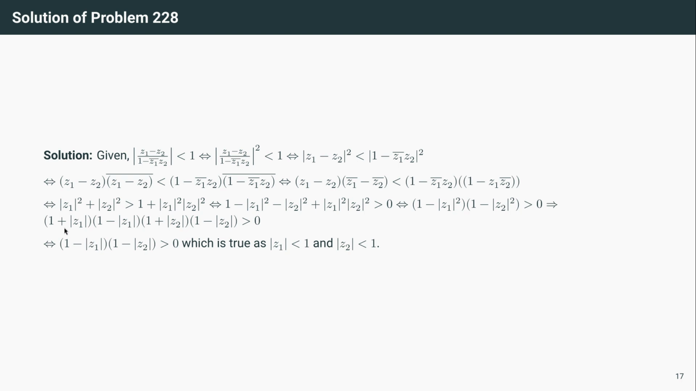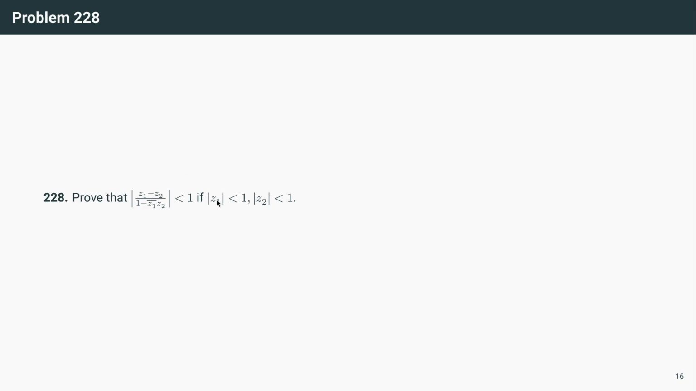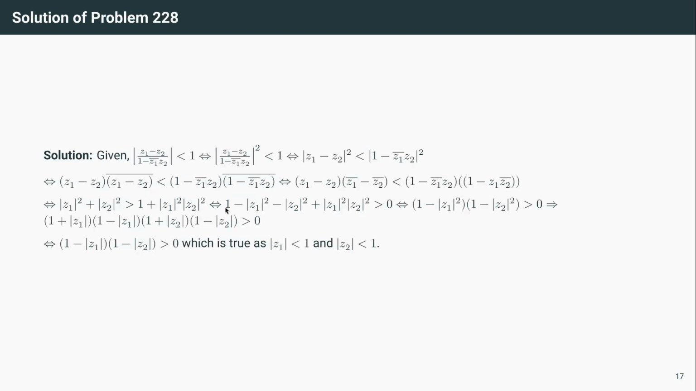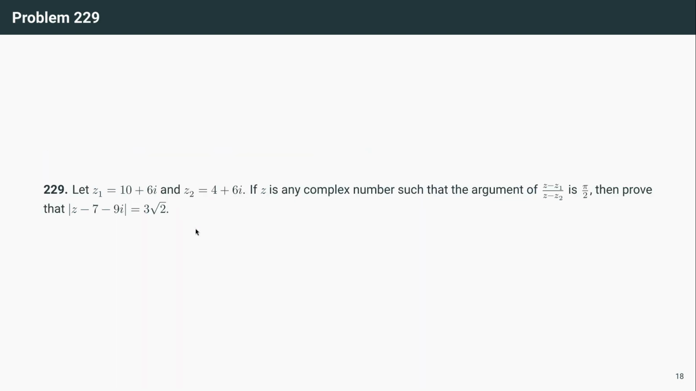We write it in the form of (a plus b) into (a minus b). We have this greater than 0. Observe that mod is less than 1. So the plus part will be positive because modulus is positive. But the minus part will also be greater than 0. And hence we have proven the inequality.